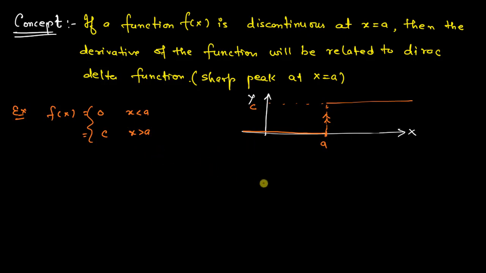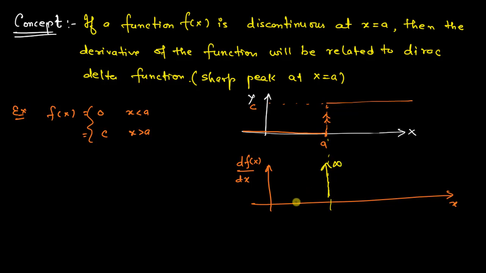So if you take the derivative and plot df/dx, this is x and this is df/dx. At x equal to a, there will be a sharp peak which goes to infinity mathematically. So if we have a discontinuous function, then its derivative will include a delta function.